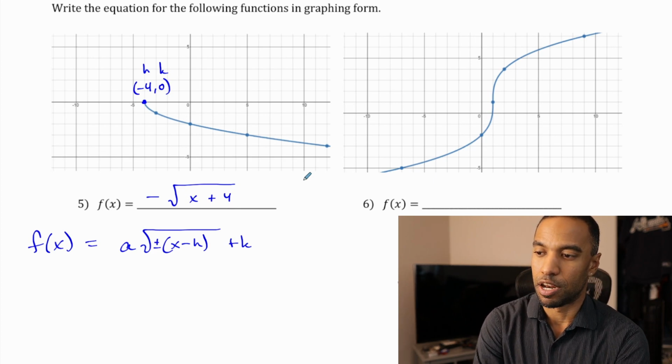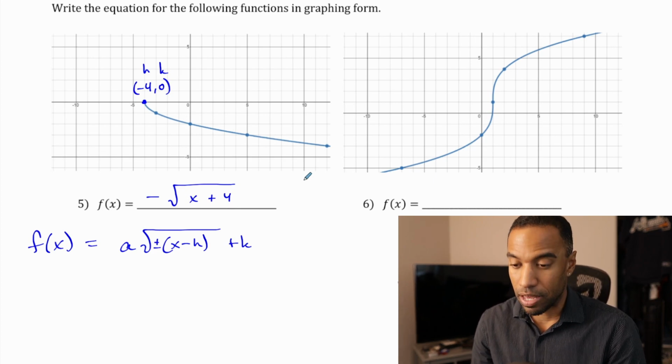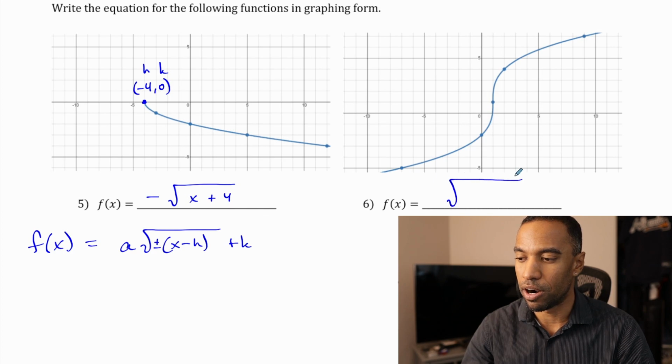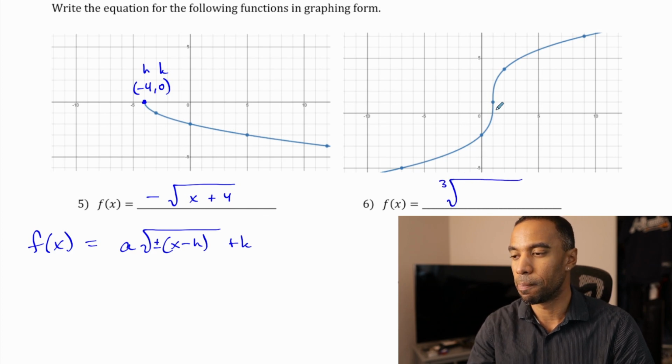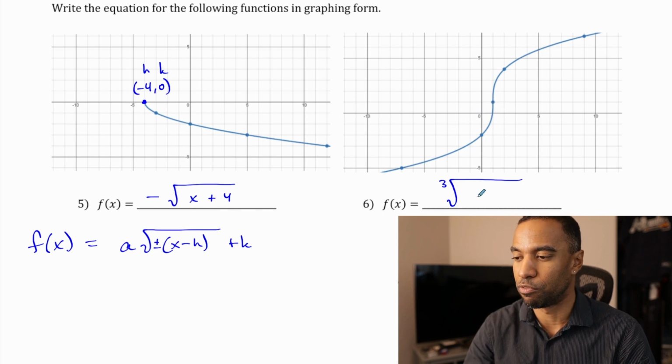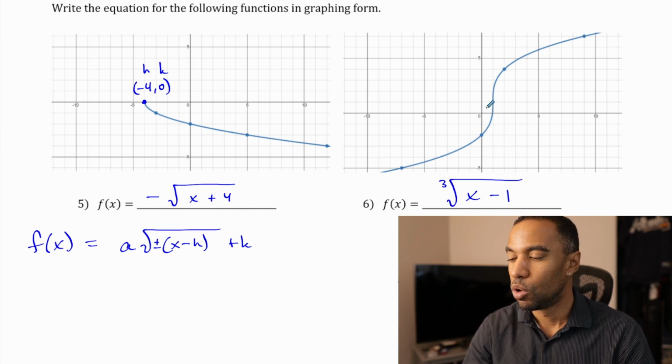And then we have number 6 right here. Oops. By the way, that was a square root, right? So number 6 here in this case looks like a cube root graph. So you already know part of the nature is this will be a cube root here. Now your center is at (1, -1). So that'll be some form of x minus 1. Excuse me, (1, 1), not (1, -1). (1, 1). So you do x minus 1 here and then plus 1.